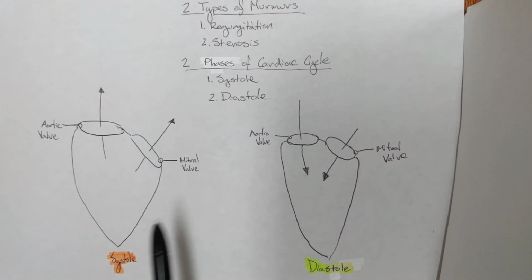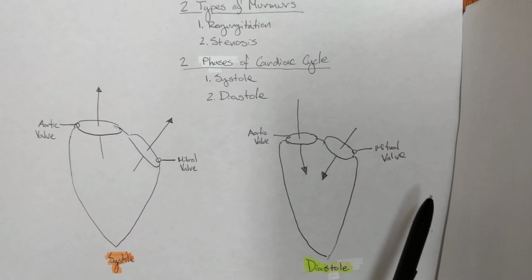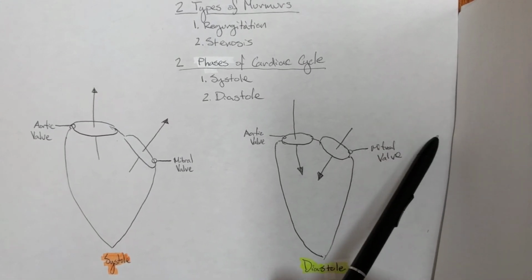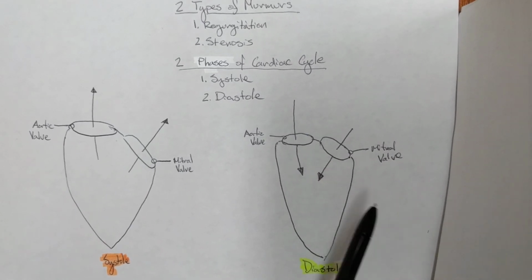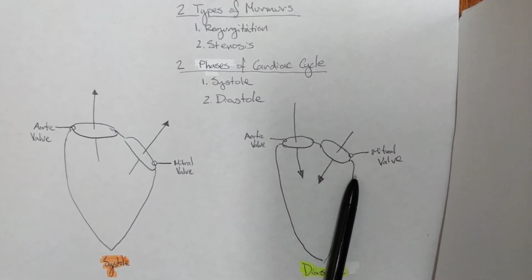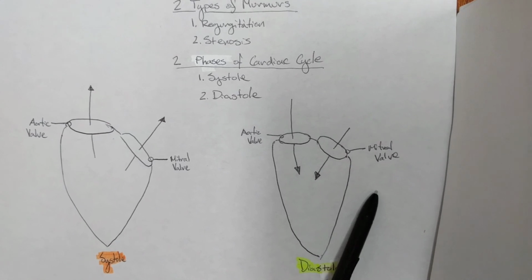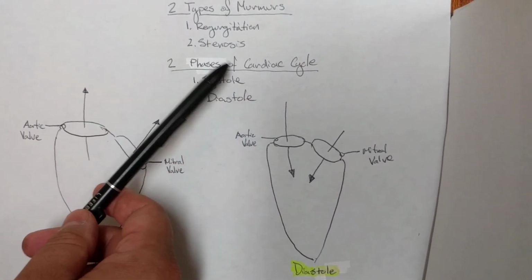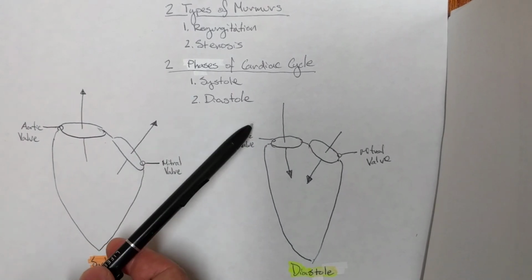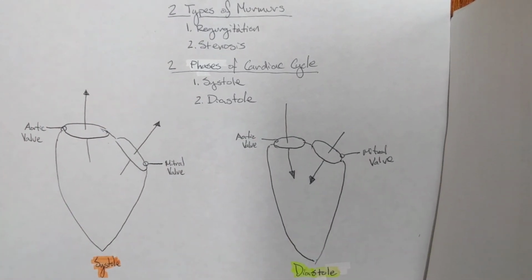In diastole, blood normally flows from the left atria into the ventricle through the mitral valve. So if you have a murmur from the mitral valve, that's going to be a stenotic murmur. It shouldn't flow back from the aorta into the left ventricle, but if it does, you're going to have a regurgitant murmur.